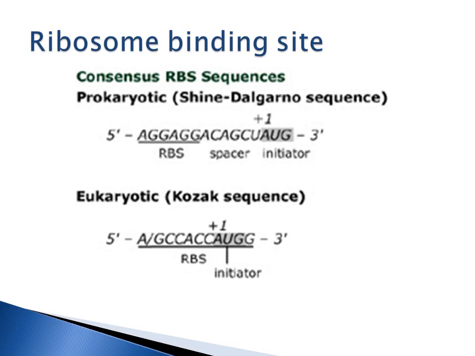So we have our consensus ribosome binding site sequence. In prokaryotes, that's called the Shine-Dalgarno sequence. In eukaryotes, it's called the COOH sequence. So at the 5' end, we have our ribosome binding site sequence, and that very next AUG or methionine, that A is going to be the +1 site, and that is where translation will begin.